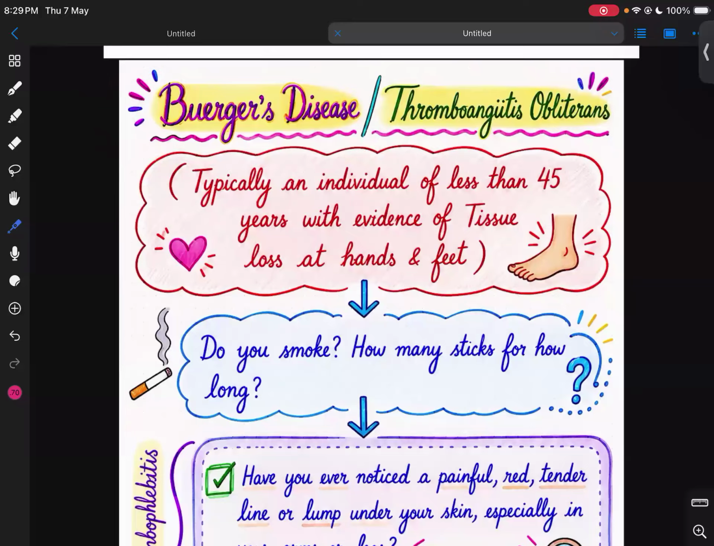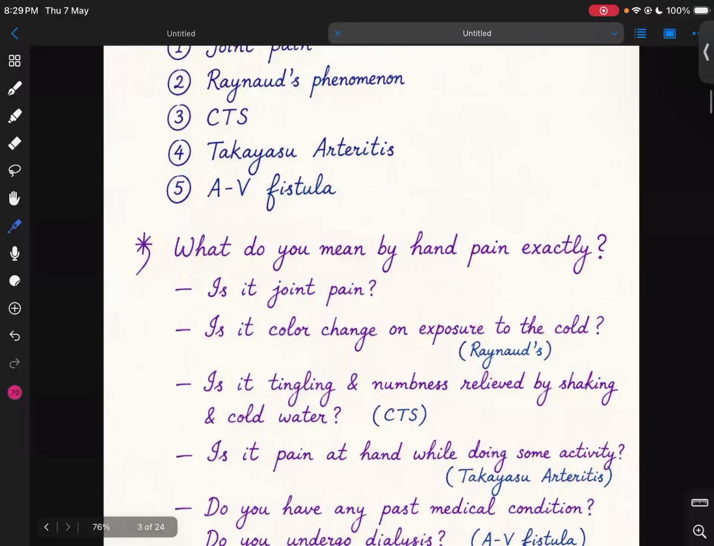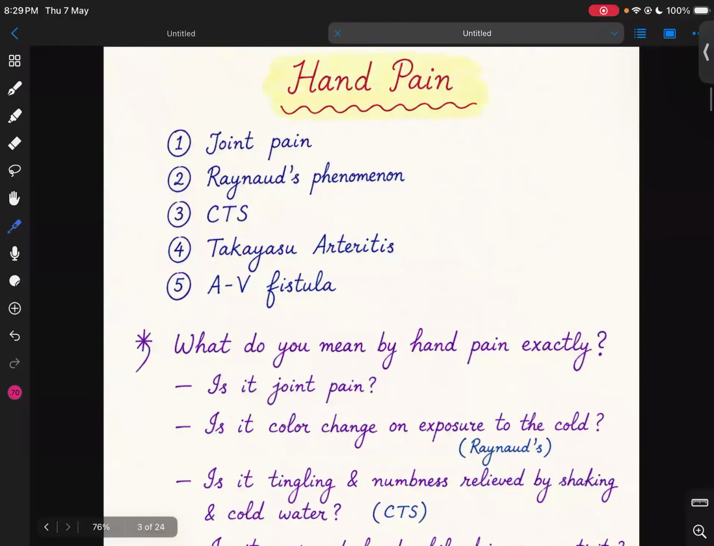Did you get your answer, doctor? Yes, thank you. You are most welcome and thanks for asking the question. So if there is no question from the hand pain, can I proceed to the next triple star problem?